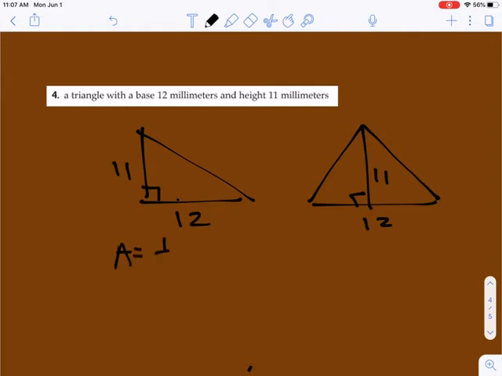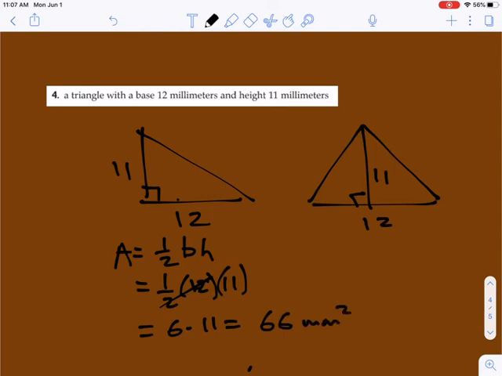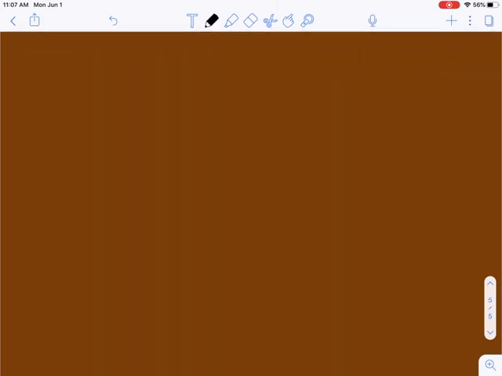The area is 1/2 of the base times height. So it's 1/2. My base is 12 and my height is 11. I always do the 1/2 part first, and if you have an even number as one of your 2 other numbers, then you can just kind of split it up. So half of 12 is 6, so you have 6 times 11, which is 66. And then it would be millimeters squared. All right, and that's kind of what these problems look like.